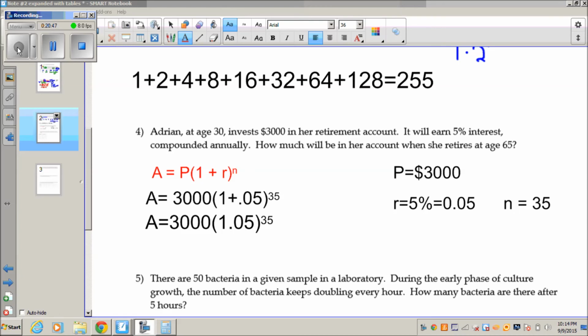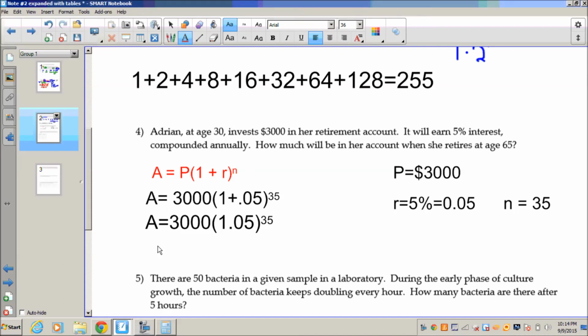So when we put this into the calculator and multiply it out, it comes out to quite a bit of money here. The final amount, and remember to round to the nearest penny, is $16,548.05.